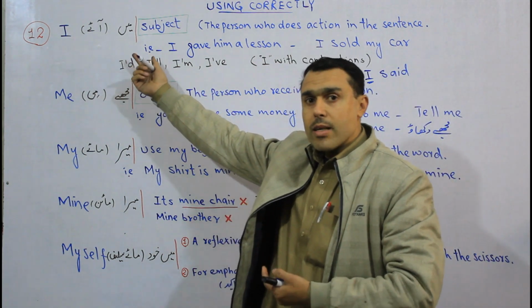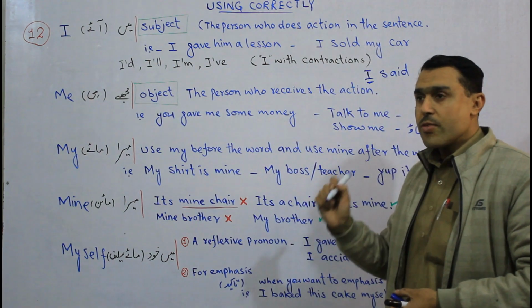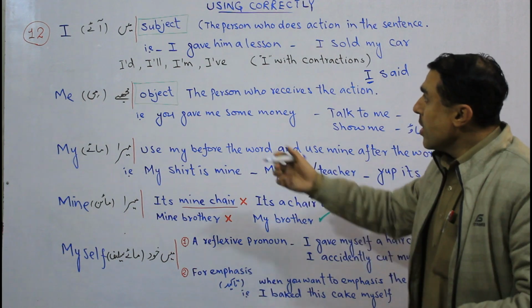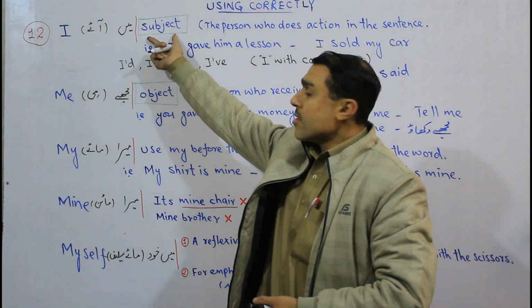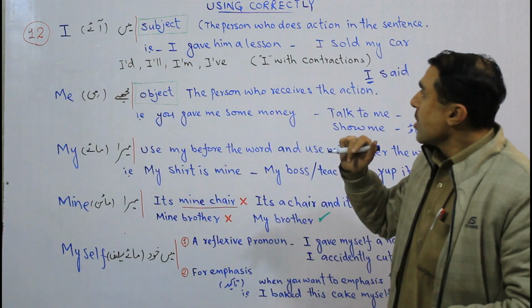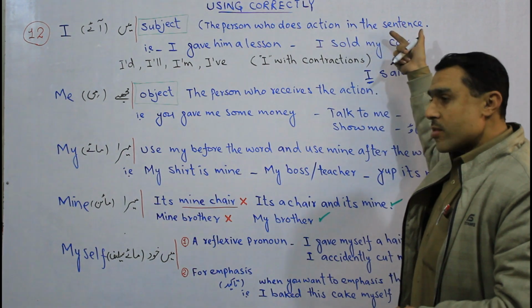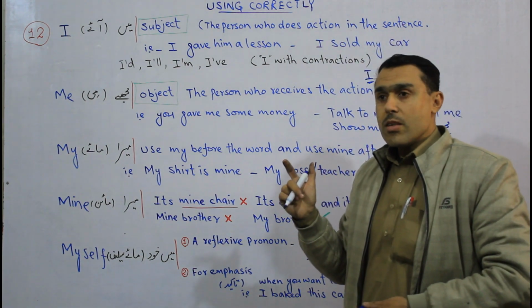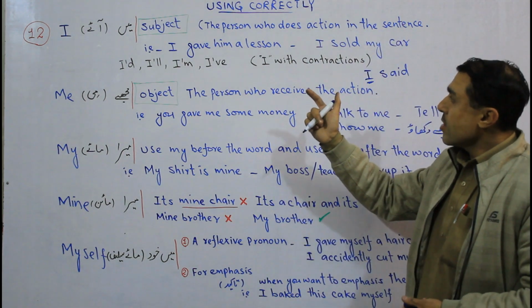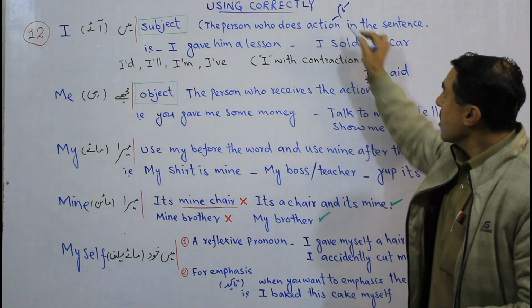I means main. In Urdu we say main. This is also known as a first person singular noun and we use it mostly as a subject or in the place of the subject. So the person who does the action in the sentence.